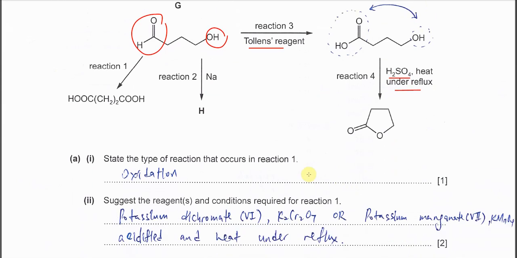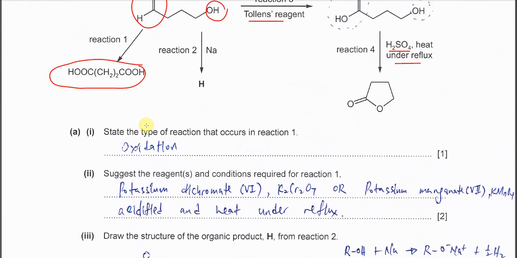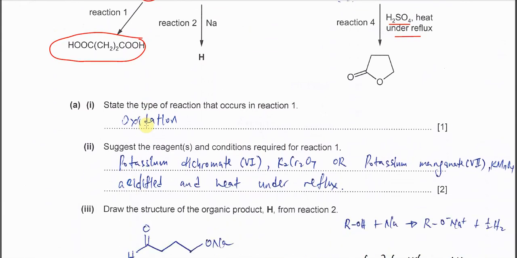Okay, part A1, state the type of reactions occur in reaction 1. Okay, this one again, this is oxidation because the aldehyde and alcohol oxidize to the carboxylic acid. Part 2, suggest the reagent and condition required for reaction 1. It means the oxidation. We can use potassium dichromate(VI), or you just put the formula, or KMnO4, acidified KMnO4.